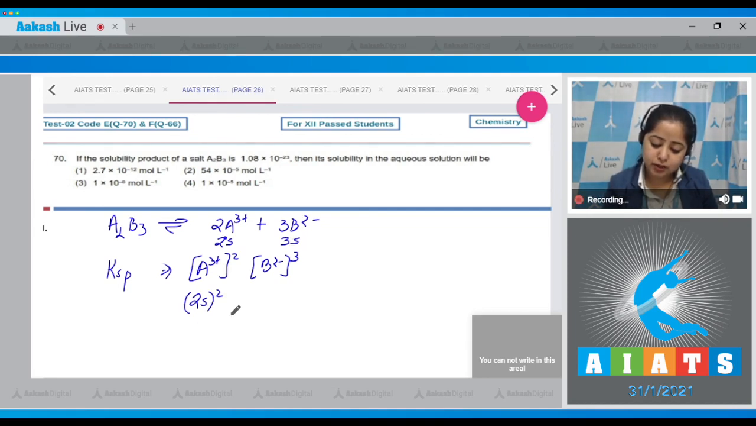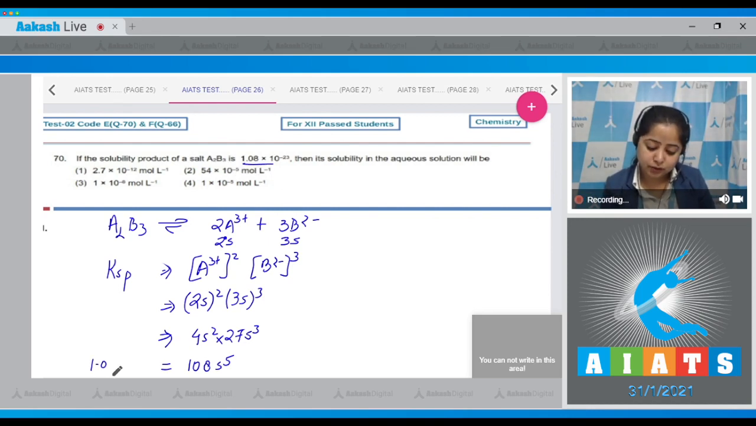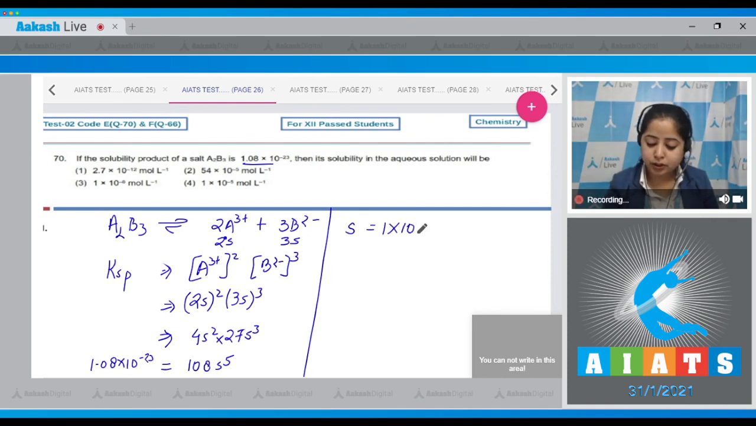So (2S)^2 (3S)^3, that is equal to 4S^2 times 27S^3, that is equal to 108S^5, and the value of Ksp is 1.08 × 10^-23. So the value of solubility will be 1 × 10^-5 mole per liter. That means the correct answer is option number 4.